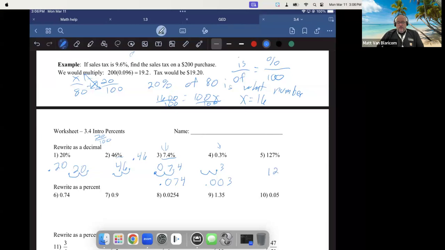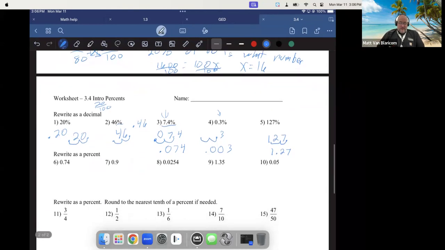And so we're going to write 127 and put our point. That's going to move over 1, 2 places, and we've got 1.27. This is why that math works when I multiply by these decimals to get the percent, because a percent is a decimal is a fraction is a percent. Isn't that crazy? Makes me kind of happy when I think about it.